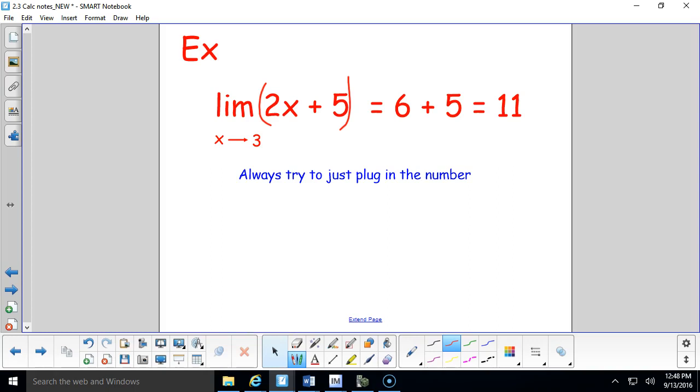Whenever possible, just try to plug in the number. Plug in 3. 3 times 2 is 6. 6 plus 5 is 11. That's the limit. And of course, you'll almost never get this kind of problem. But when possible, plug it in.